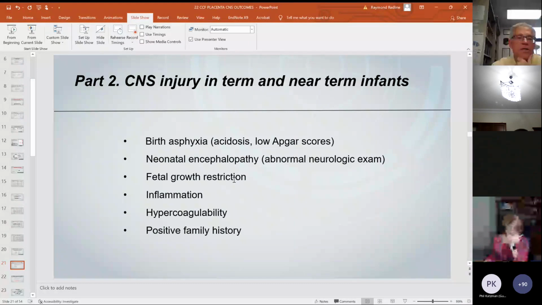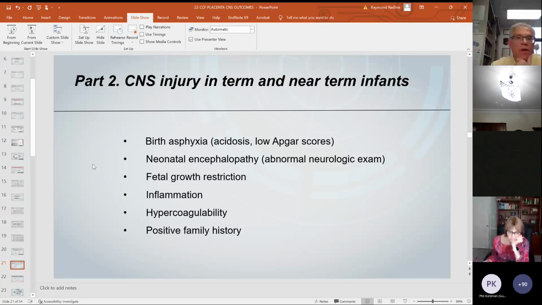Fetal growth restriction increases the risk of CNS injury. Again, any kind of inflammation, maternal, placental, or fetal. Hypercoagulability, patients with coagulation factor abnormalities, protein C, protein S deficiency, and there is a strong familial component to CNS injury, especially in term infants, not so well studied in preterm infants where there are many more variables.